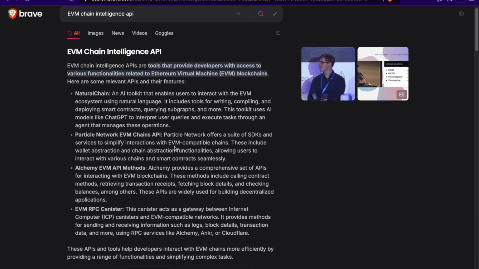I know for a fact that there are tools that provide intelligence for EVM chains based on network activity, data, trading activity, and so on. But why did they not come up in search? That is a question that we need to think about.